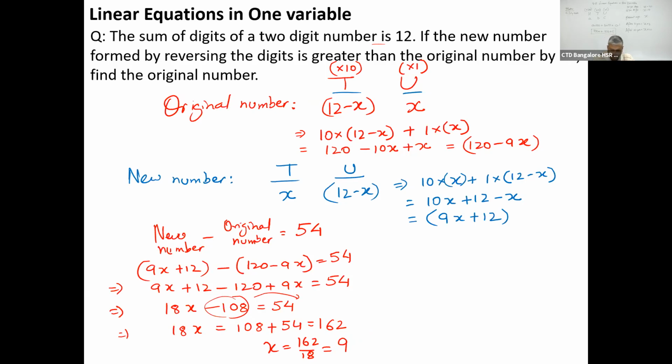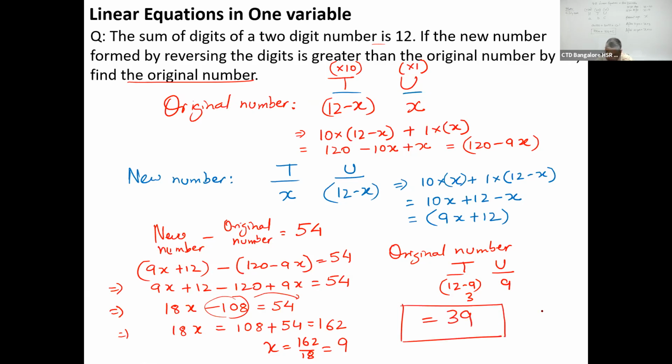So is that my original number? We are supposed to find the original number. So what is our answer? The original number is tens and units. So this is 9 and this will be 12 minus 9, so it is 3. So the original number is 39. That's our answer. Or you can put it in 120 minus 9x and you can see for yourself what the answer is.